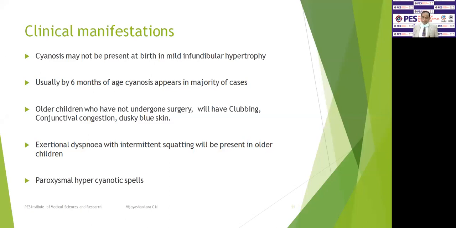Exertional dyspnea with intermittent squatting will be present in the older children. Because of the abnormality, they can't exert themselves, they can't run, they can't climb up the stairs. They have to take rest in between, and when they take rest, they usually squat. So intermittent squatting will be seen in these children.